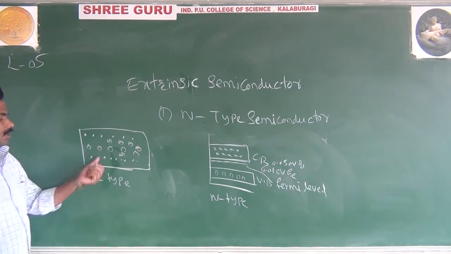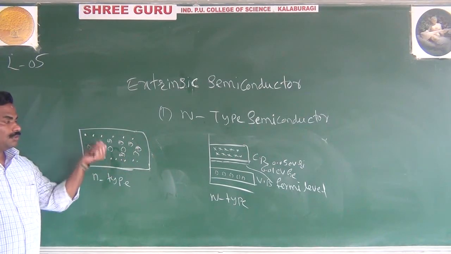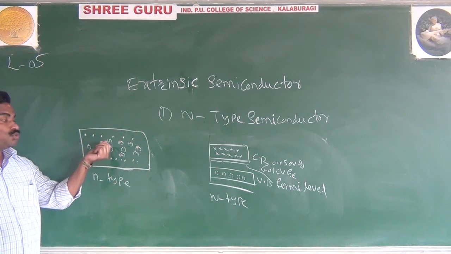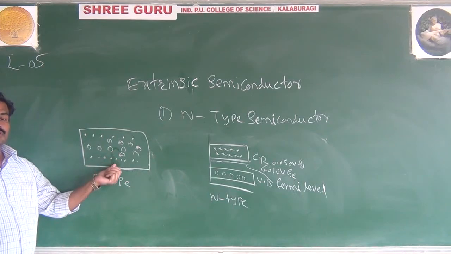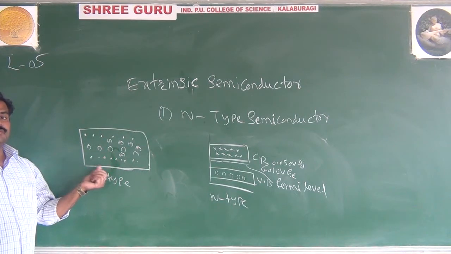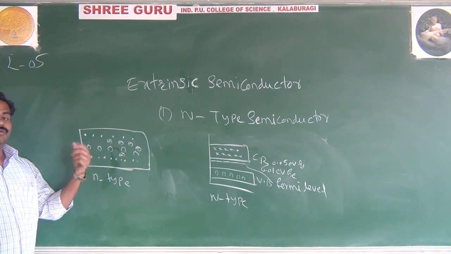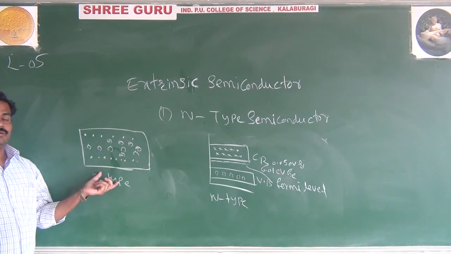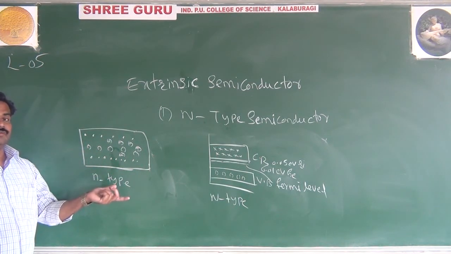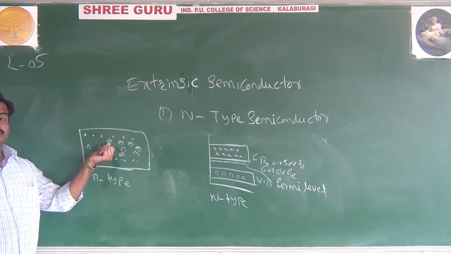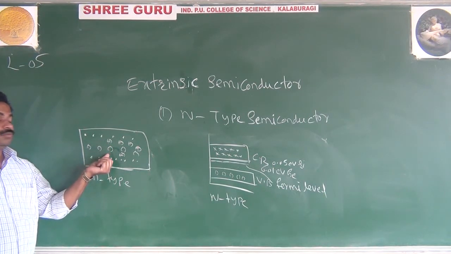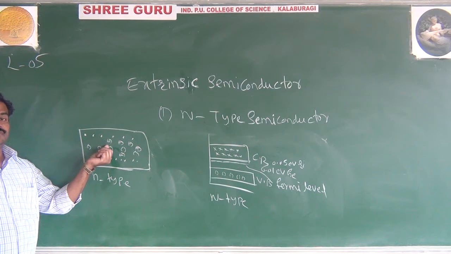It means in the entire semiconductor, you are having the electrons as majority carriers and holes as minority carriers. Also, you are having the positive immobile ions. And how will you get the positive immobile ions? Whenever you are adding phosphorus or arsenic to silicon, that phosphorus atom will give one extra electron. And whenever it is giving the extra electron, that atom becomes the donor atom, and it becomes the positive ion. It is also called an immobile ion.